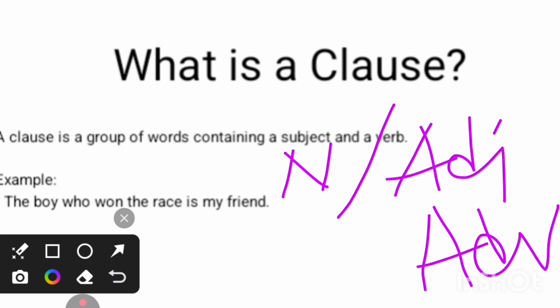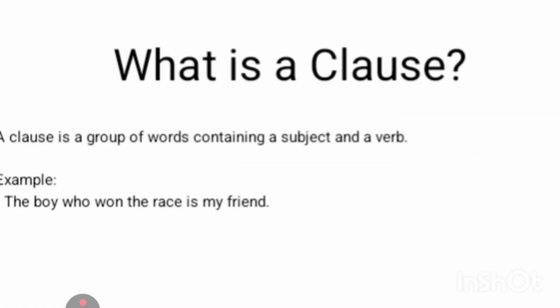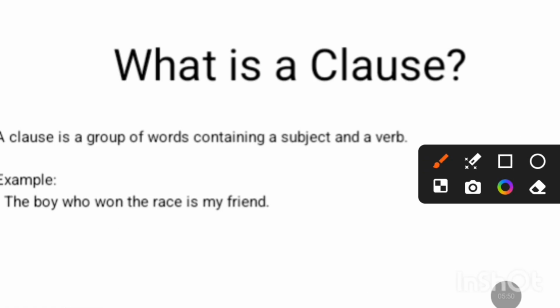Friends, a defining or non-defining clause is an adjective clause. It is not a noun clause, it is not an adverb clause. It is basically an adjective clause. My friends, I am giving you an example. Here you can see: the boy who won the race is my friend. The boy is the subject, is my friend is the predicate. Friends, this is the principal clause.